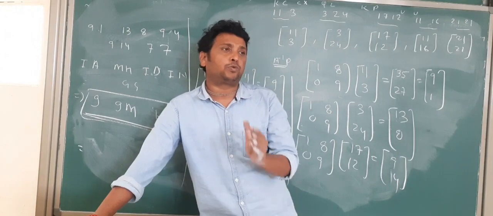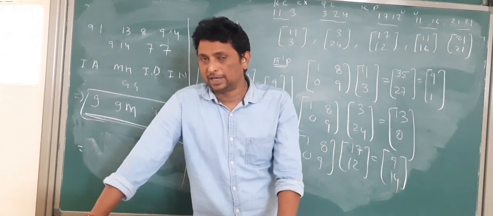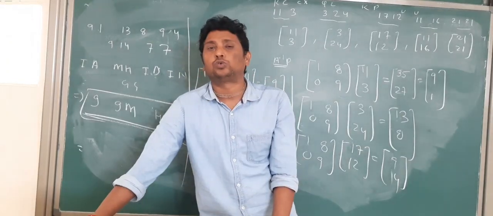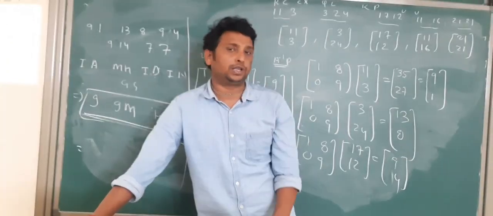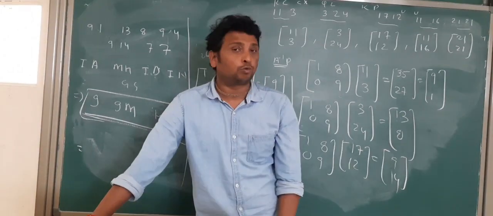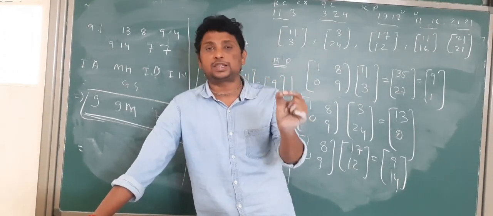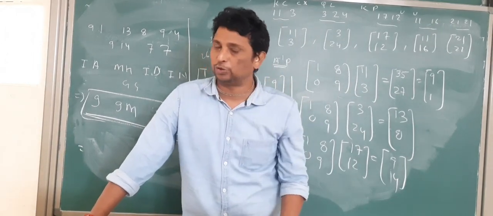Similarly, suppose we have minus 29. So the positive value is 29. Divide by 26. What is the remainder? 3. So what is your final answer for this? 26 minus 3 means 23 is your answer.